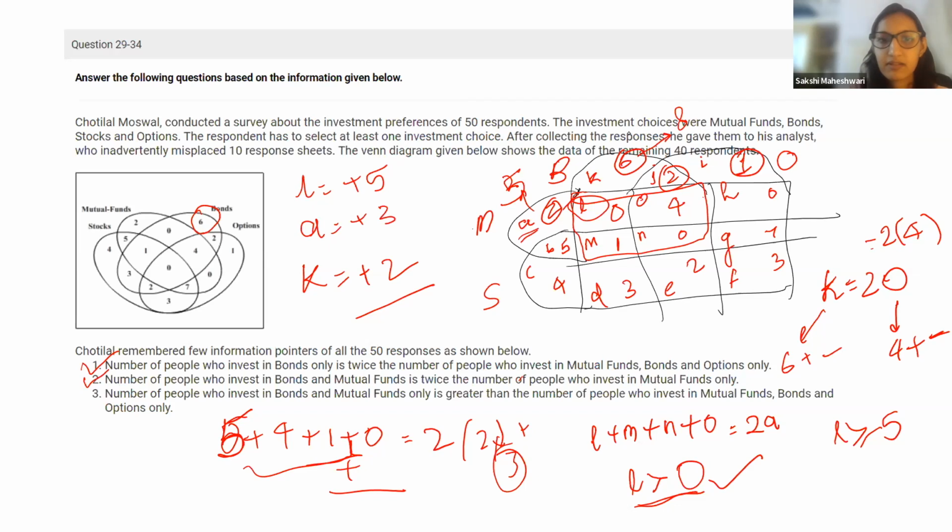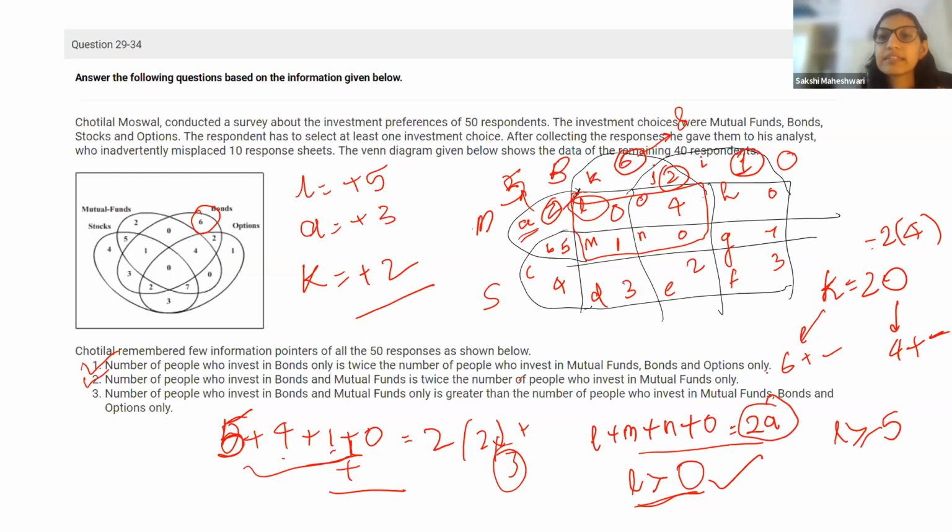So when we were talking about this condition, L plus M plus N plus O equals 2A, you got how we have added L as 5. After we have taken this 5, L is 5, M is 1, and N is 0. So this is LMNO: 5 plus 4 plus 1 plus 0. So this is already becoming 10.